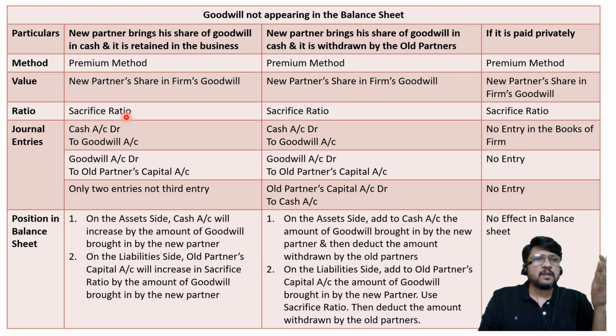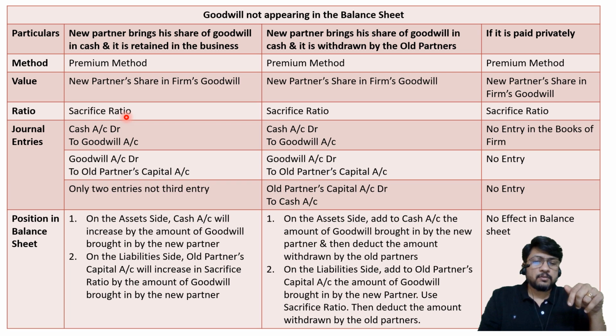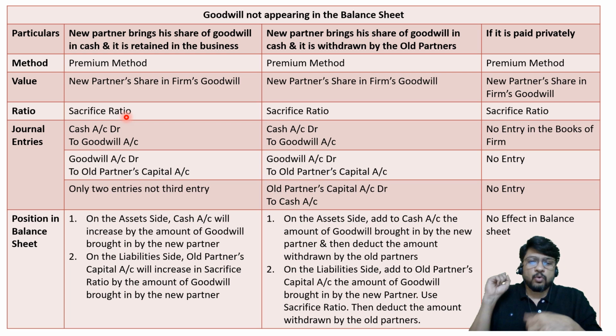We are selling the goodwill. Cash is coming in. Goodwill is going out. Cash account debit to goodwill account. Then we are asking a question to ourselves. If we sold it, we must have owned it. How did we own it? Did we buy it? No. Did we purchase it? No. Still we are owning it. That means somebody must have generated it. Who generated it? Old partners.